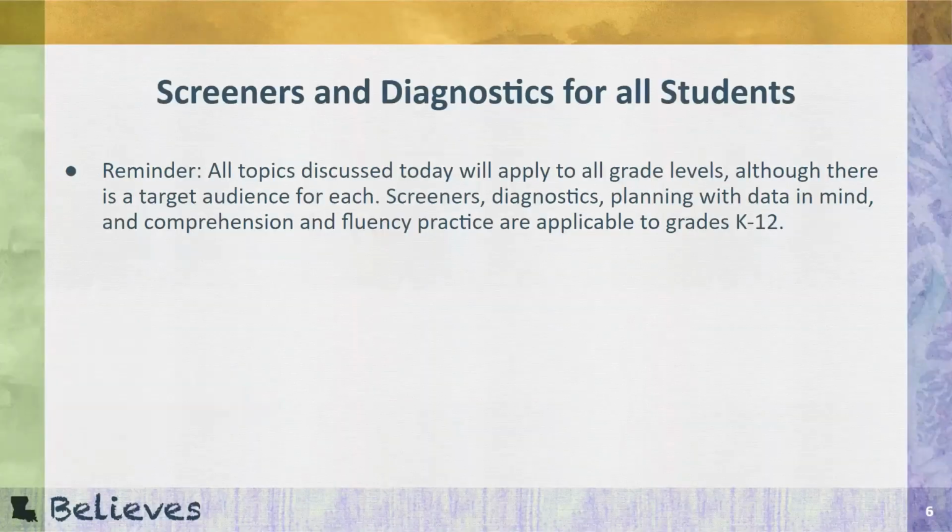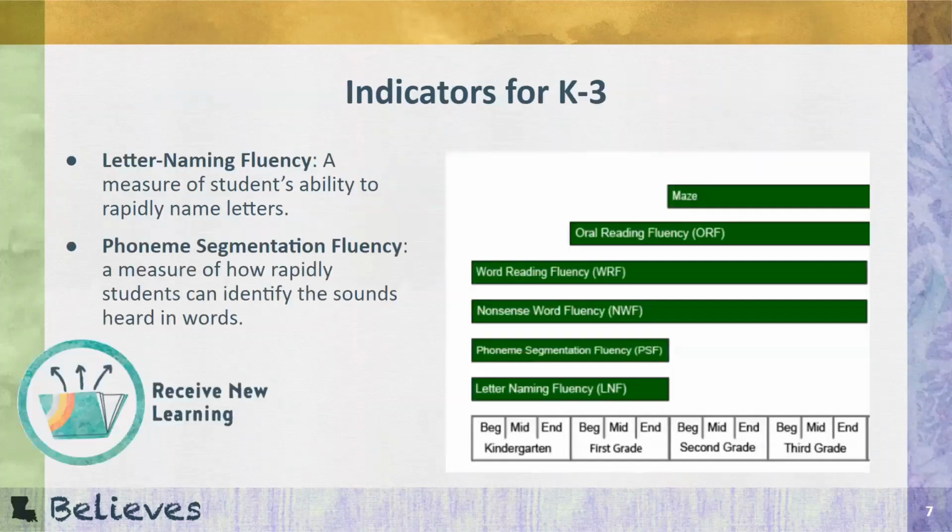Now, although we are talking about a screener, and when we think screener, we often think grades K through 3, all topics discussed today will apply to all grade levels, although there really is a target audience in each section. Screeners, diagnostics, planning with data in mind, and comprehension and fluency practice are applicable to grades K through 12. If you have an 8th grade student who is struggling with reading fluency, they need support. They need to be diagnosed. Their reading skills need to be diagnosed. So what we will talk about today will apply to them as well.